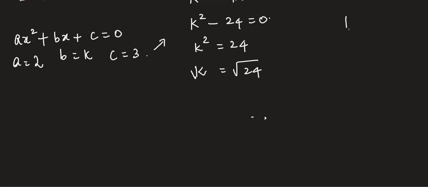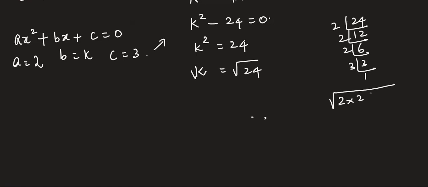Now how do I simplify this? So 24, take only the prime factors. So 12, then again 2, then 6, then 2, then 3, then 3 and 1. So square root of 24 can be written as square root of 2 into 2 into 2 into 3. Okay, let's simplify. So 2 2s are 4. Again, this can be written as 4 into 2 into 3. Square root of 4 is 2. Then 2 into 3 will become 6. Square root of 6 we cannot simplify, so it will be just root 6.